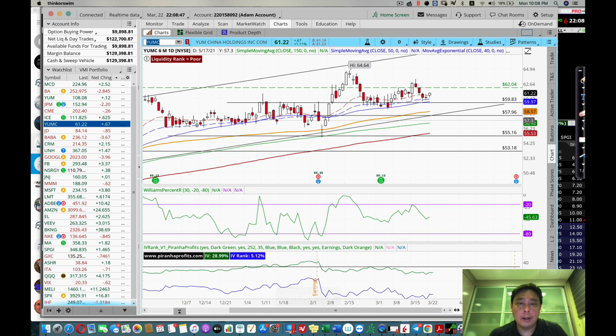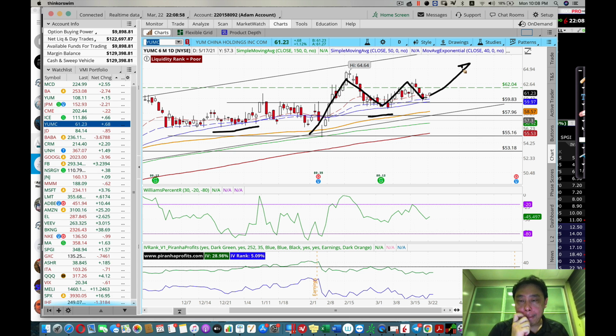Yum China, you can see very nice support at the 50 moving average, right? So wave up, wave down, wave up, wave down. Looks like it's going back up again. So I may take a short-term trade on this as well, and I may add more shares in a while.